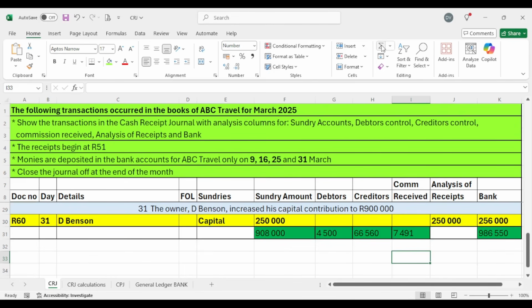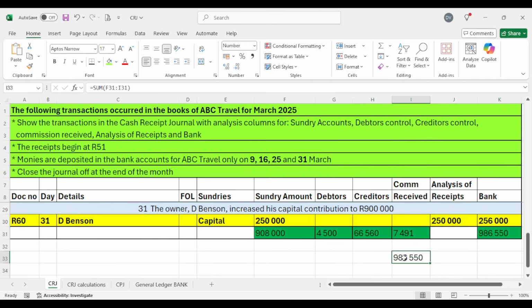So I can quickly check. Let me add them together. There we go. 986,550. It's the same as your bank. It means that you are balancing and that you've probably done it perfectly. It's a good way for you to check.